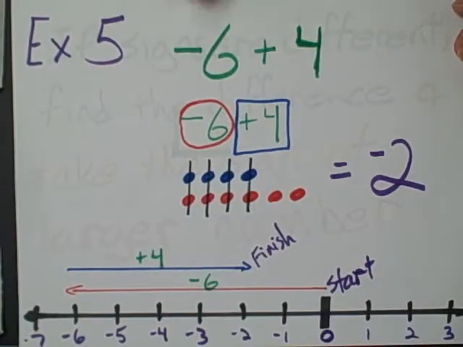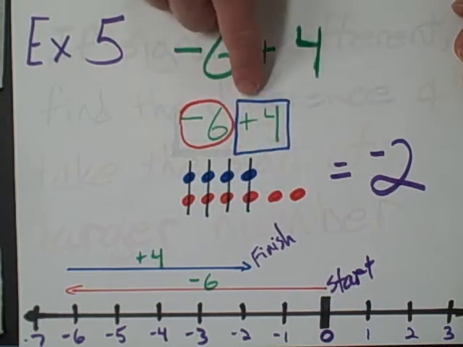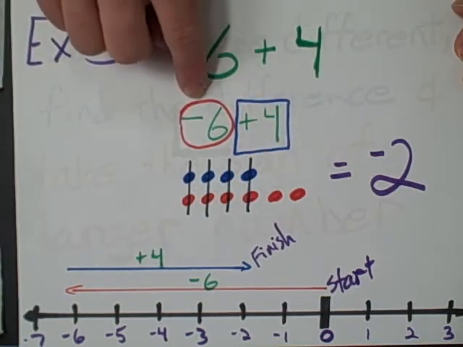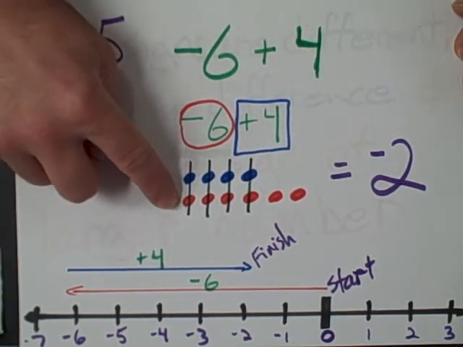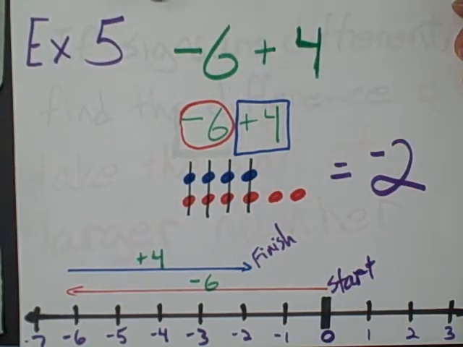Example 5, we have a negative 6 plus 4. Again, we separate the integers, and we have 4 positives, and we have 6 negatives. After canceling out the positive and negatives, we are left with 2 negatives. So the answer is negative 2.